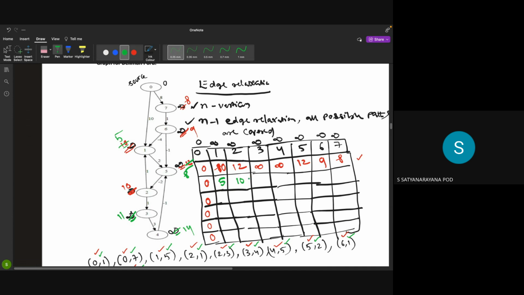So now how much the 3 is? 11. How much the 4 is? 14. How much the 5 is there? It's 8. How much this 6 is there? It's a 9 value as it is. And the 7, it is same value, it is 8. So this is edge relaxation.